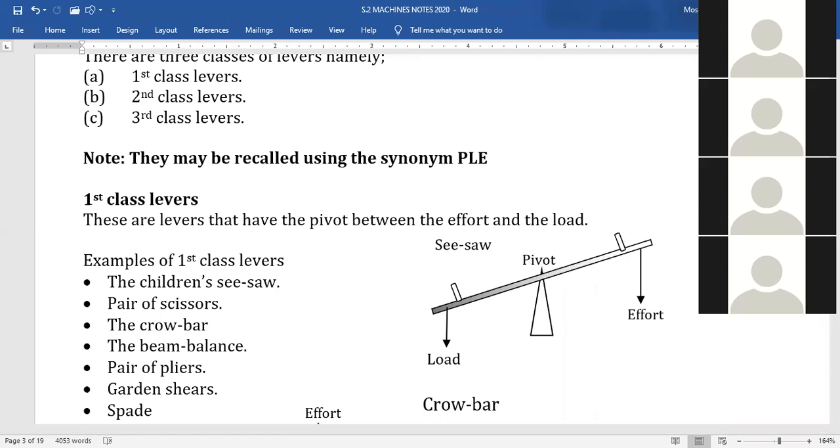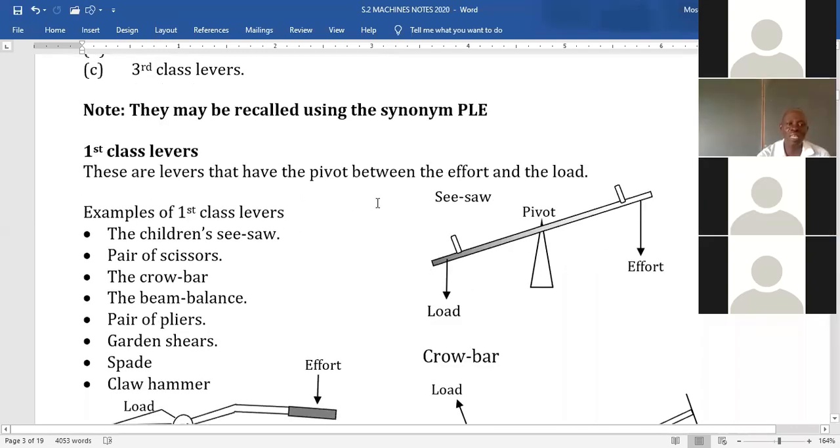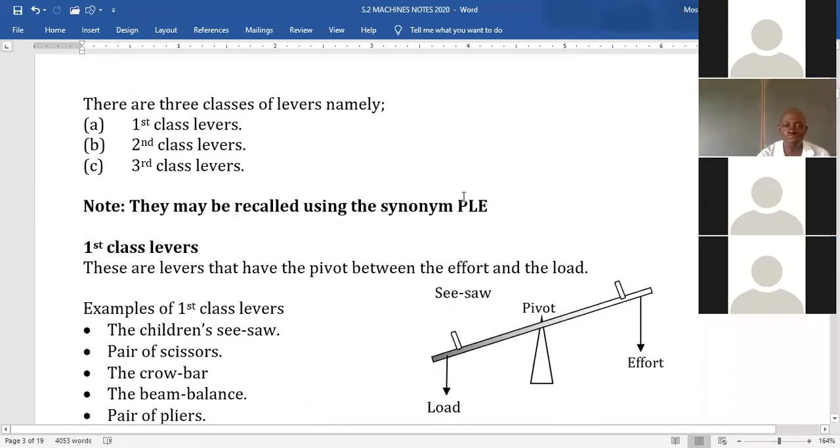Very good. So I'm not going to be wasting a lot of time with the levers because we know all of them. So levers are named according to whatever is in the middle. You just look at what is in the middle. If it is the pivot, then that is the first class. If it is the load, that is second class. If it is the effort, that is third class. I hope that is very good.